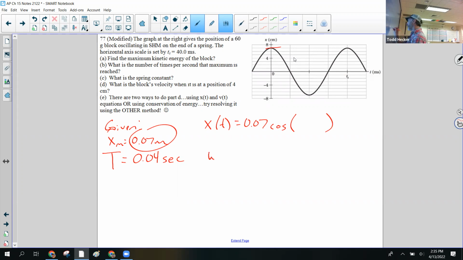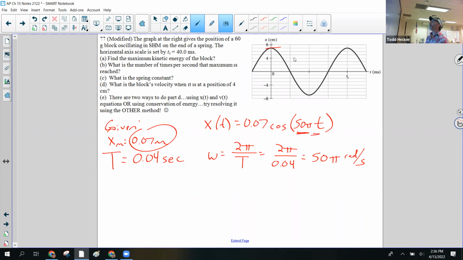Well, remember, omega is just 2 pi radians completed in capital T seconds. So that's 2 pi over 0.04, which gives you 50 pi radians per second, which means this is 50 pi times t, right? Omega times t. Oh, cool. Now I know my maximum kinetic energy.